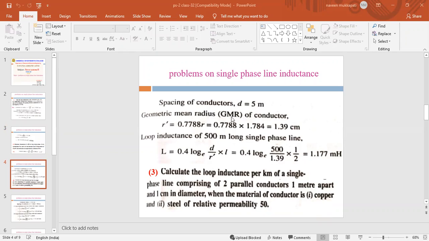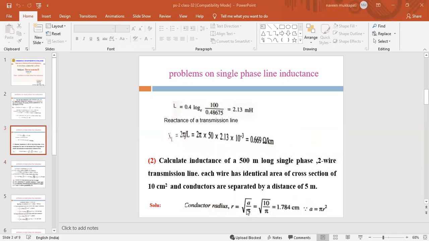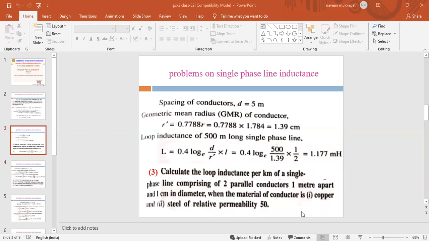After that we calculate the GMR, that is the geometrical mean radius, 0.7788 into r. What is the r? That is root of A by pi, 1.784 centimeters. 1.784 into 0.7788 is equal to 1.39 centimeters. This is the GMR, that means the geometrical mean radius of a conductor.